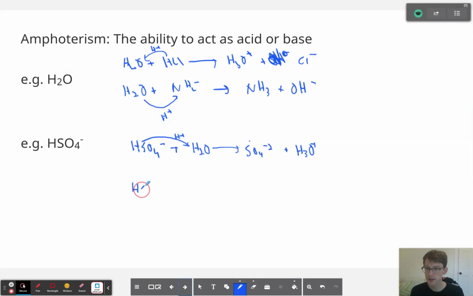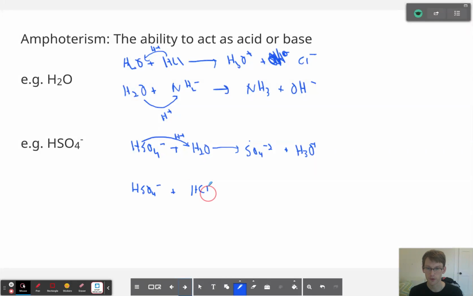Now, we can also have HSO4 minus act as a base, although it is very reluctant to do so. If we want it to act as a base, because sulfuric acid, H2SO4, is such a strong acid, the equilibrium when this is reacting with water is really going to favor it staying like this and not going back to H2SO4. So I'm going to take my HSO4 and make it somewhat reasonable here that we can actually protonate this HSO4 minus.